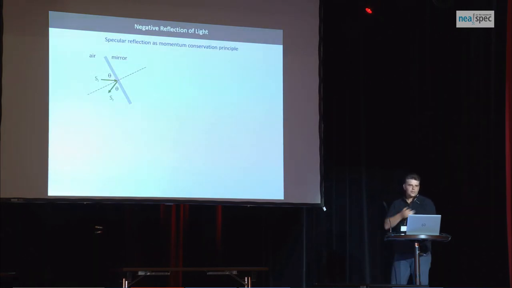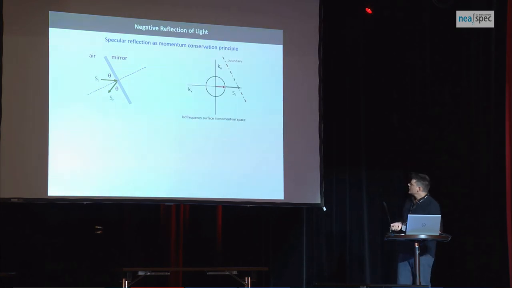Let me take you back to the university, to the optics lectures. This specular reflection on a mirror, looking at it as a momentum conservation principle. So we know that at the interface, the momentum projection to the interface needs to be conserved, right? On this phenomenon.